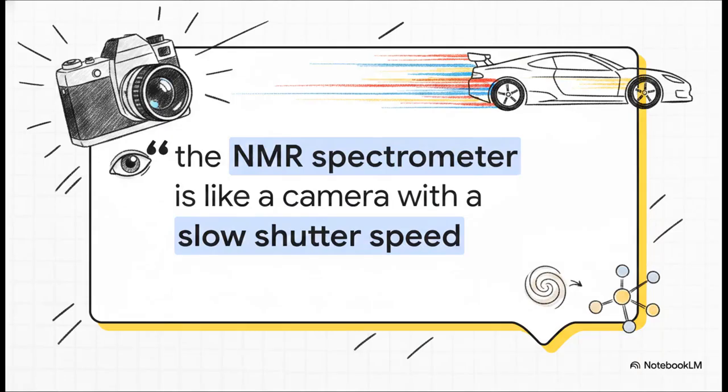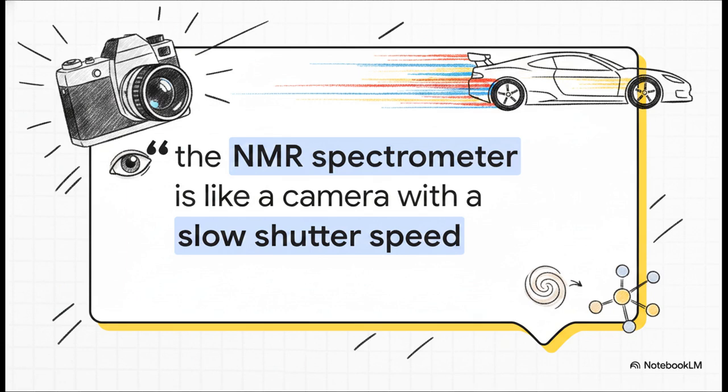Okay, let's dive into this with what I honestly think is one of the most brilliant analogies in analytical chemistry. I want you to think of your NMR spectrometer not as some magical magnifying glass, but as a camera with a really slow shutter speed. Think about it. If you're trying to photograph a race car zooming by at top speed, and your shutter is open for a full second, what do you actually get? You just get a blur, right? You don't see the distinct shape of the car. You just get this time-averaged streak across your photo.